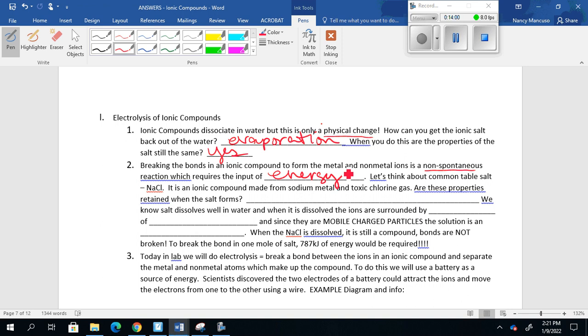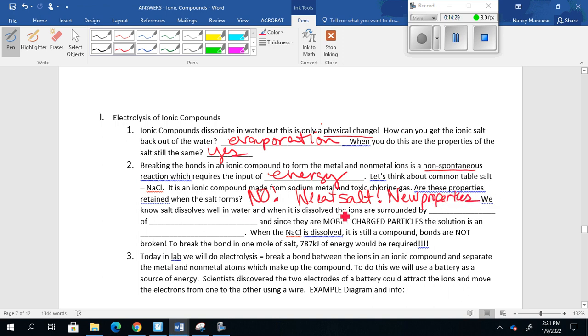So let's think about our table salt, our NaCl. Again, it's an ionic compound made from sodium metal and toxic chlorine gas. Are these properties retained when the salt forms? Heck no. No way, because we eat salt. And so salt is neither a metal nor a toxic gas when we eat it. It has all new properties when it forms its compounds.